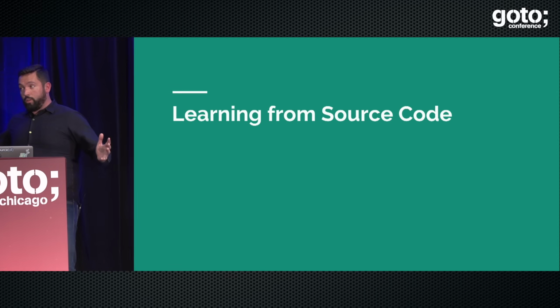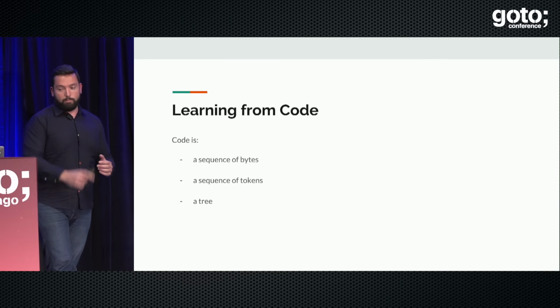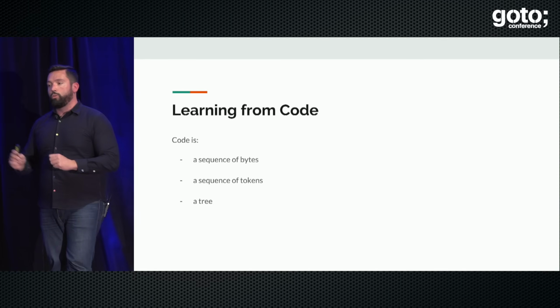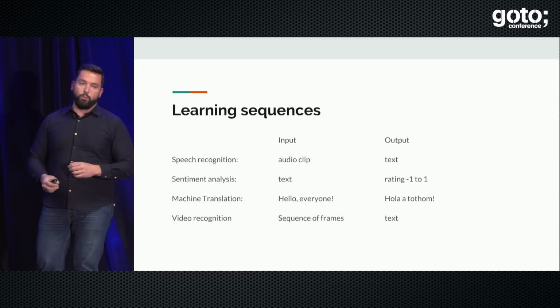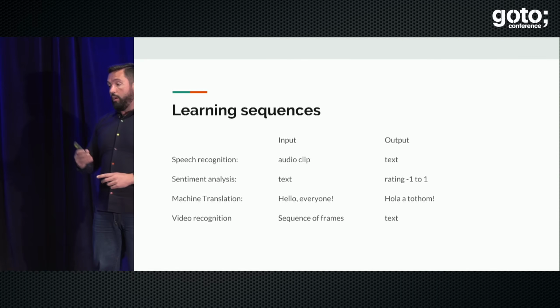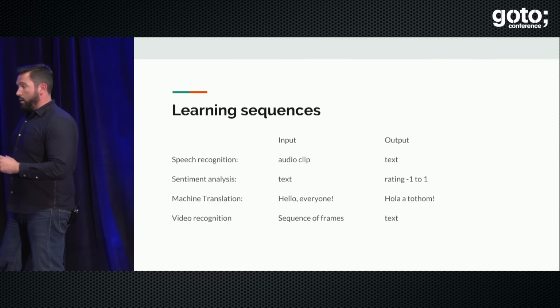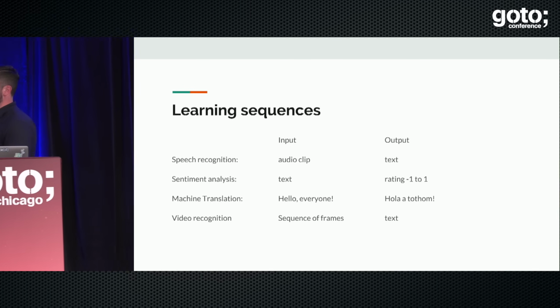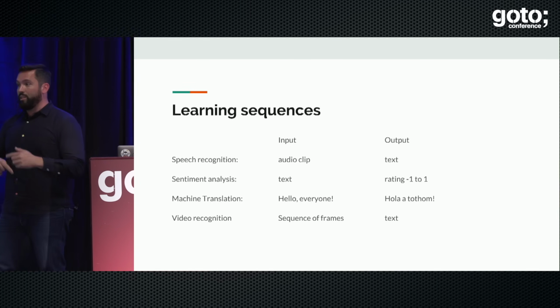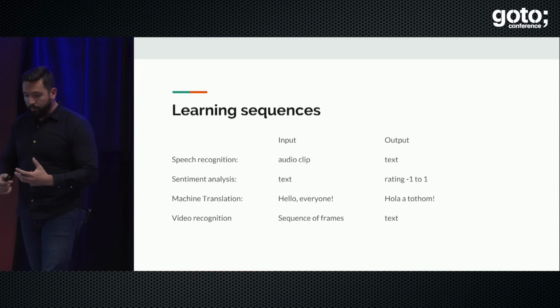Okay, so now we have the source code, now we want to learn from it. When we're learning from code, we're learning from sequences or trees. Let's talk about sequences first. Who else has done this? Actually, many people, right? You have speech recognition. You're transforming a sequence of audio samples into a sequence of characters describing what was said during that audio clip.